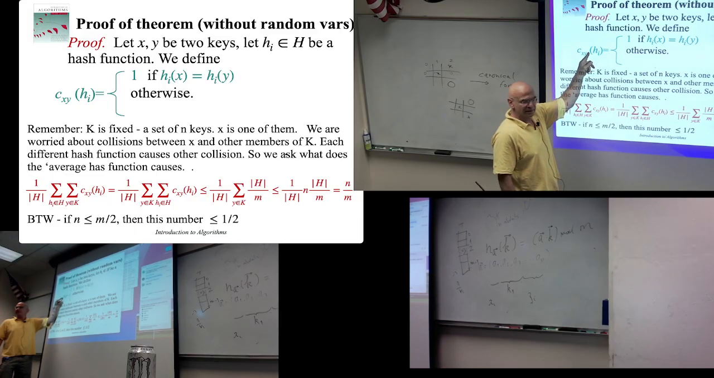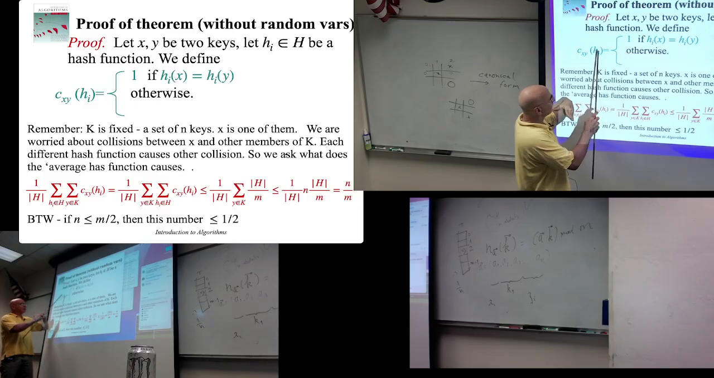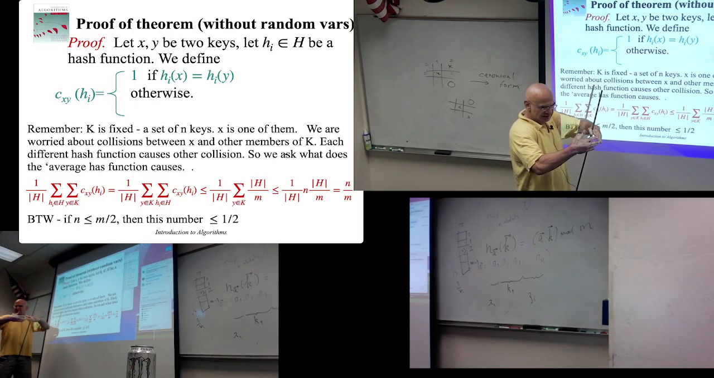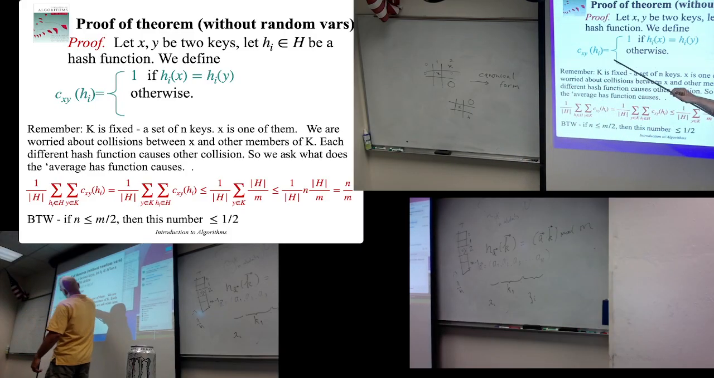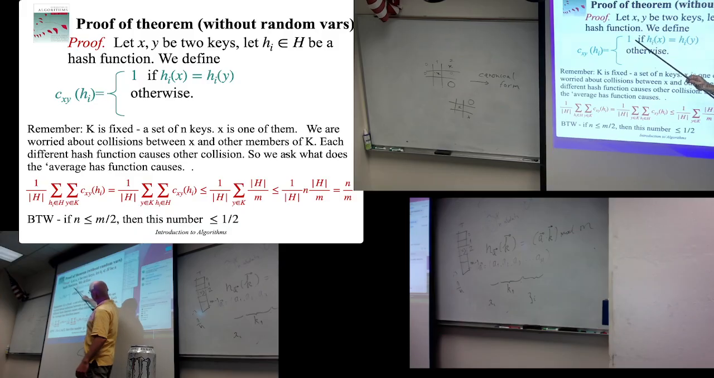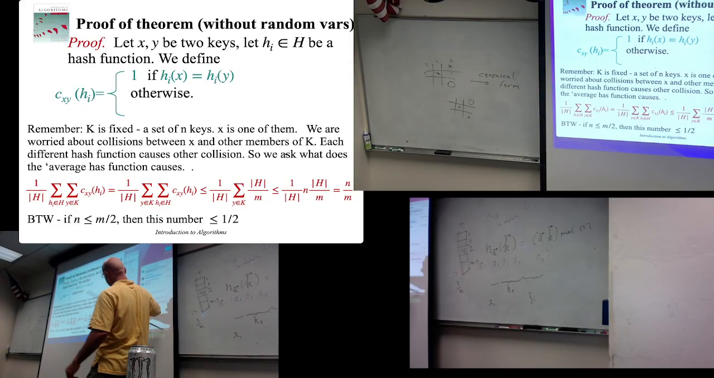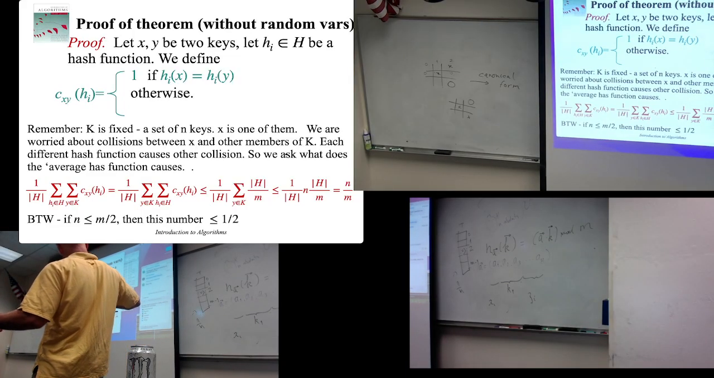There is nothing random here. I just picked it in some way. Not necessarily at random. I just want to define this binary flag. Values that will be for these two keys, x and y, and for this hash function, hi. Maybe this hash function hi caused the collision, sent x and y to the same cell. Maybe not. If yes, then C of x, y, hi is 1 if there is a collision, and otherwise it's 0.